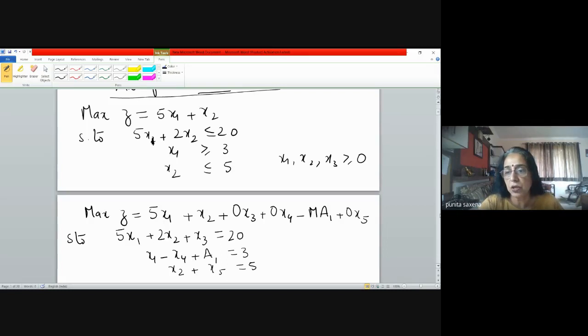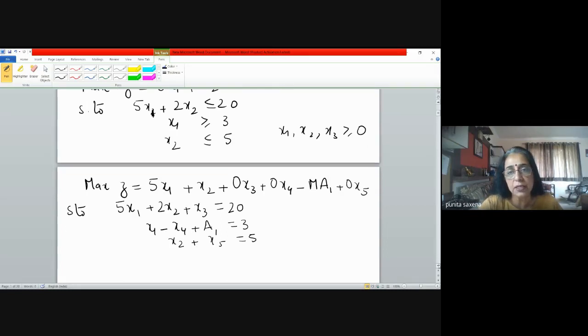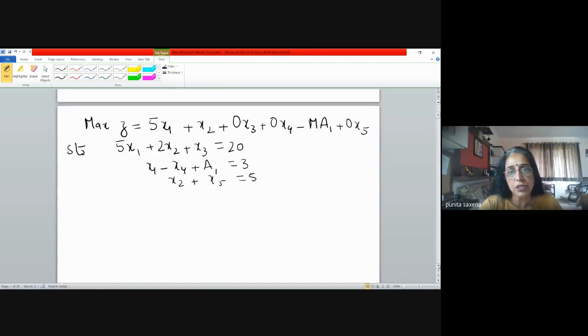So this becomes your standard form. And of course, as we have non-negativity restrictions for decision, slack, and surplus variables, we also have it for artificial. So we have x1, x2, x3, x4, x5, and a1 more than or equal to 0. Now, a1 cannot be negative, because if a1 is negative, then this term will become positive. Okay, so this becomes our standard form now.